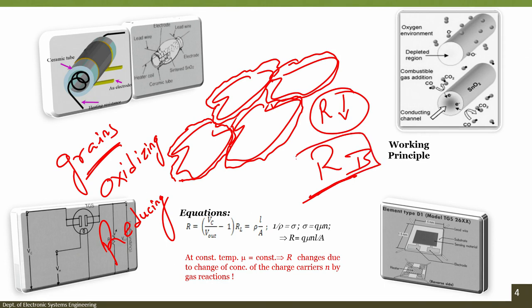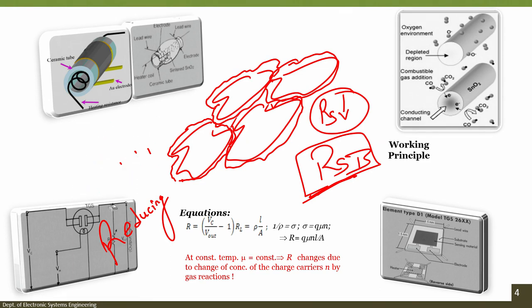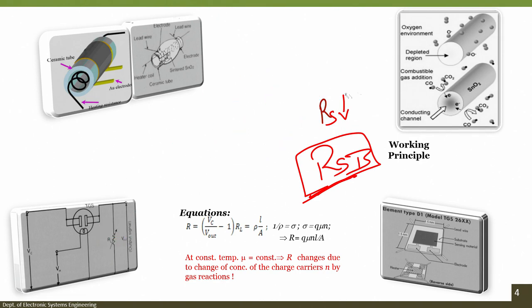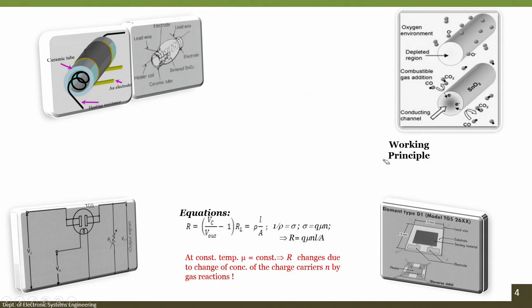This initial is the base resistance or sensor base resistance. This is the sensing resistance, which is different from the base resistance. Either this resistance would decrease or it would increase, right. So, that is the basic principle behind the gas sensor, or metal oxide gas sensor in particular. Same thing is shown here, that in the presence of oxygen there is a creation of a depletion layer. If you have combustible gases like CO2, then the depletion layer would increase and resistance would increase.